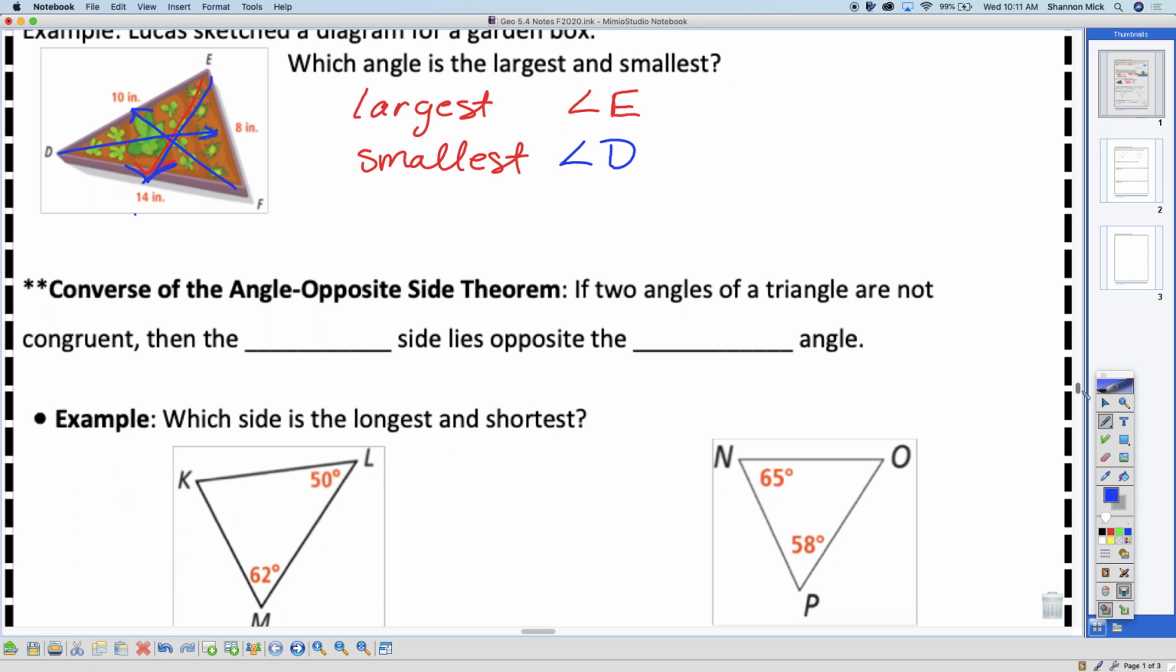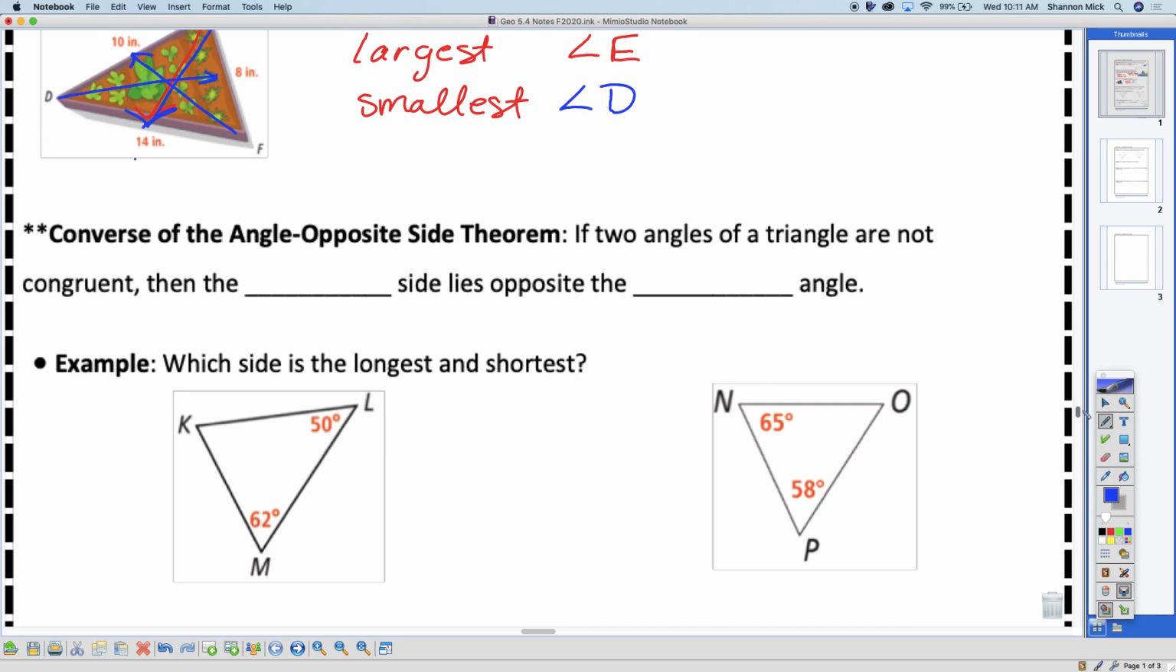Okay, the converse of the angle opposite side theorem. Now, I'm going to tell you, I just made up that name because the book just names it like 5.1 theorem or something, or 5.10 theorem. I'm like, that means nothing, right? So we're calling it the angle opposite side theorem. So now the last one we said the larger angle lies opposite the longer side. Now we're going to take the side and switch it.